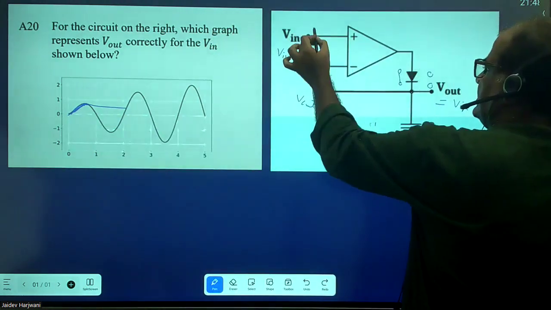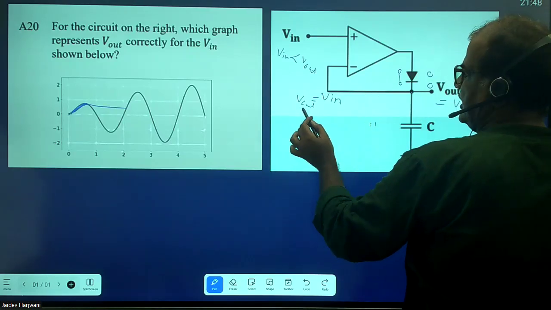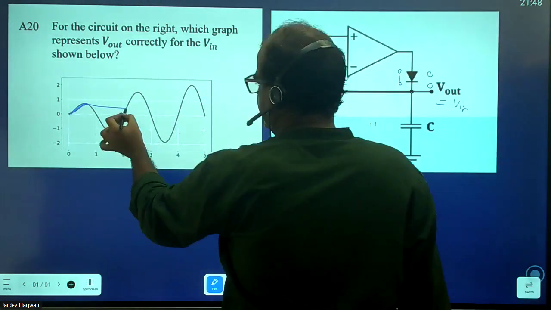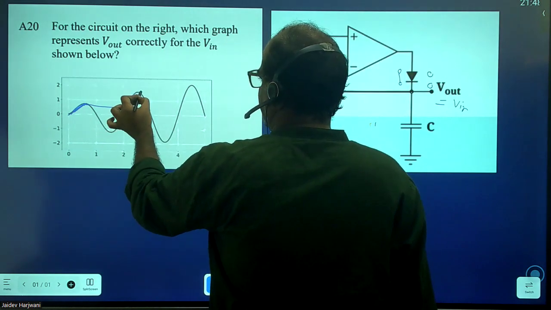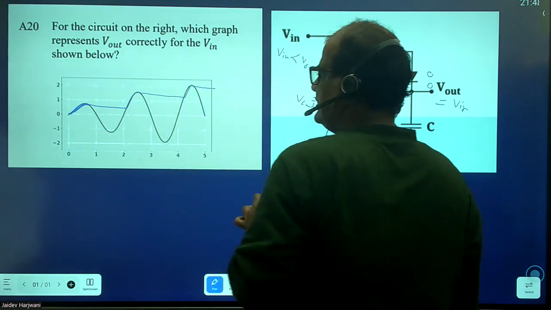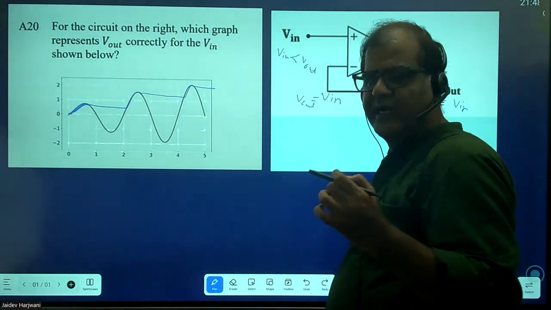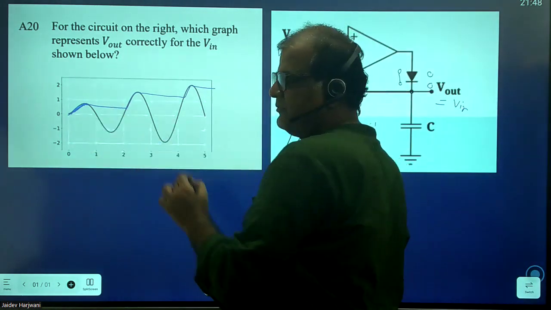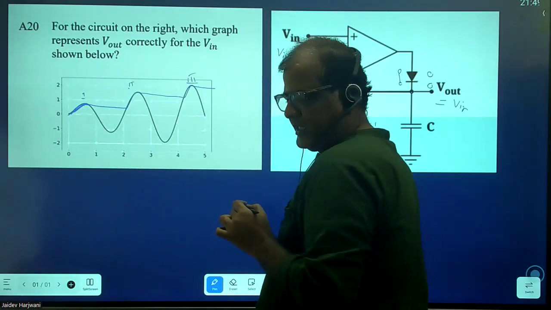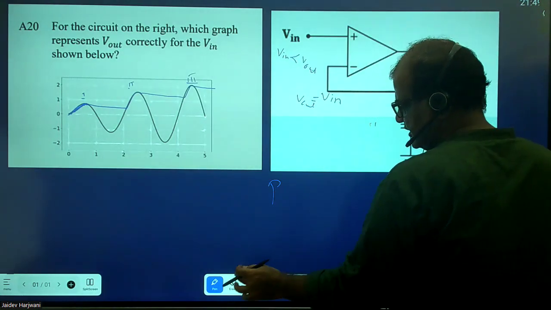Again, when V input goes higher than this V output, what will happen? Again this diode will start conducting, the charging will happen again, and the voltage will go higher. Again, if you reduce, the same thing: the voltage will be maintained, and this will keep happening. So from this circuit you can identify the peaks present in the input. This is the first peak, this is the second peak, and this is the third peak, and you can know what the peak voltages are. That's why this circuit is called a peak detector circuit.